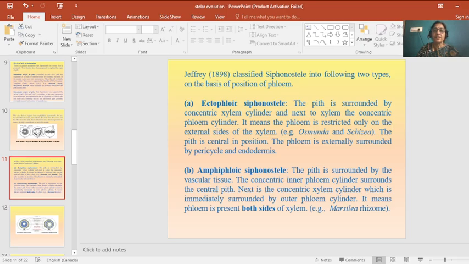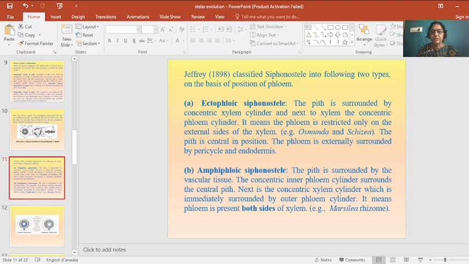Jeffrey classified siphonostele again into two types on the basis of the position of the phloem. One is known as the ectophloic siphonostele and the other is known as amphiphloic siphonostele. In ectophloic siphonostele, the pith is surrounded by concentric xylem cylinder and next to xylem the concentric phloem cylinder. The phloem is restricted only to the external side of the xylem. Example is Osmunda and the pith is central in position.